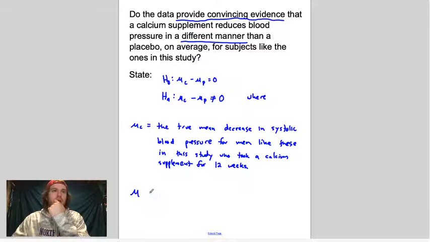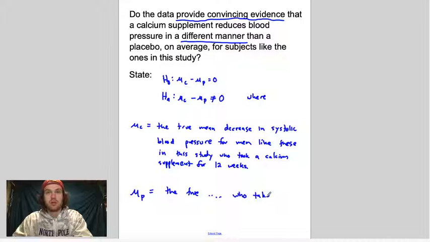Okay. And then mu sub p is the true mean decrease in systolic blood pressure for men like these who take, I think it should probably say take, a placebo for 12 weeks. Okay, so on the AP exam you would write all of that out.